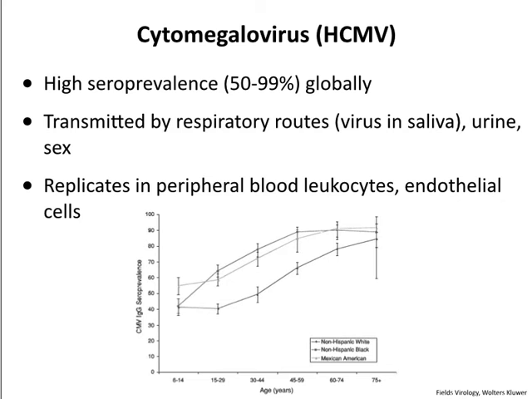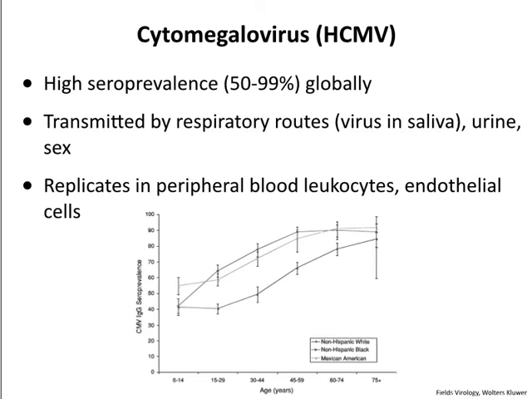Cytomegalovirus is another one, high seroprevalence. This is why at the beginning of the course, the first lecture, I said you all have 3 or 4 herpes viruses. You can see the seroprevalence is very high. This one is transmitted by respiratory routes. It infects cells of the mouth, but also by urine. It infects cells in the kidney, and by sexual transmission, also at birth. Replicates in peripheral blood cells and also in cells that make up blood vessels.